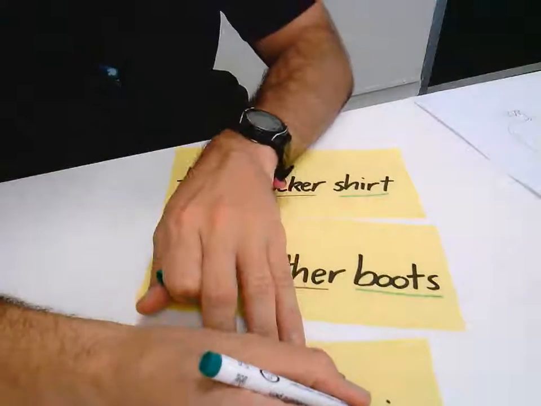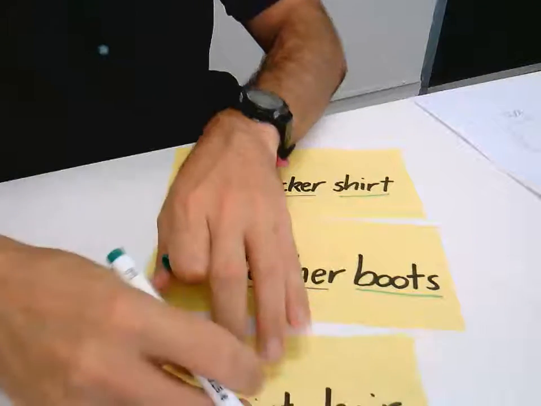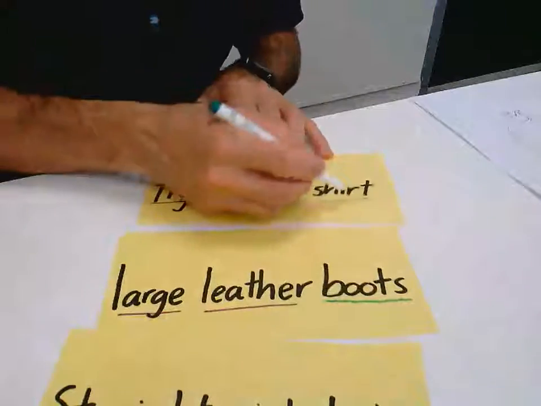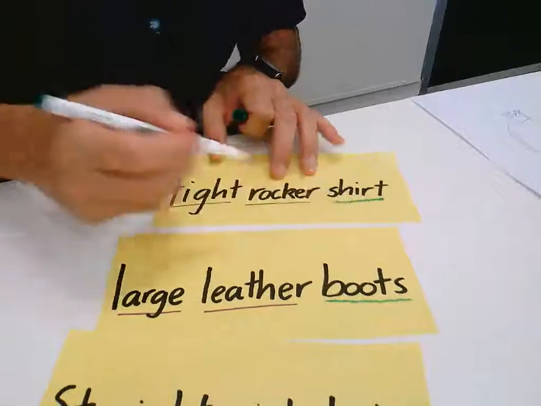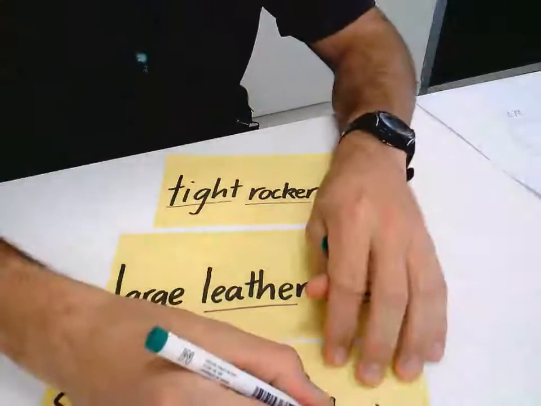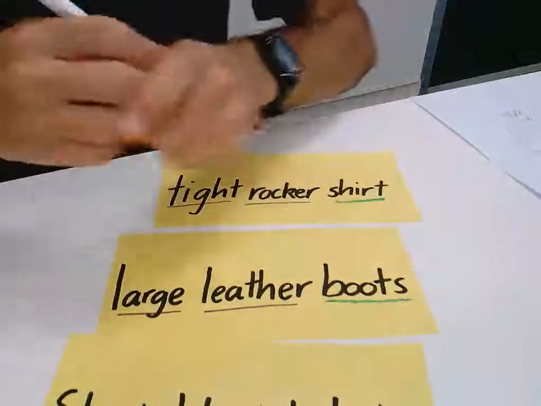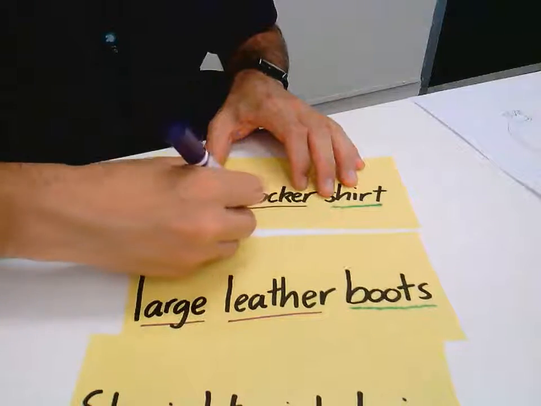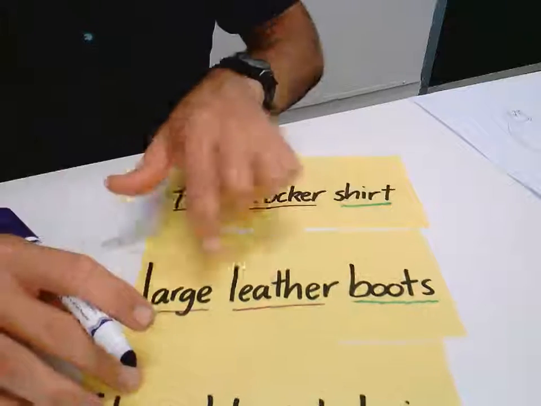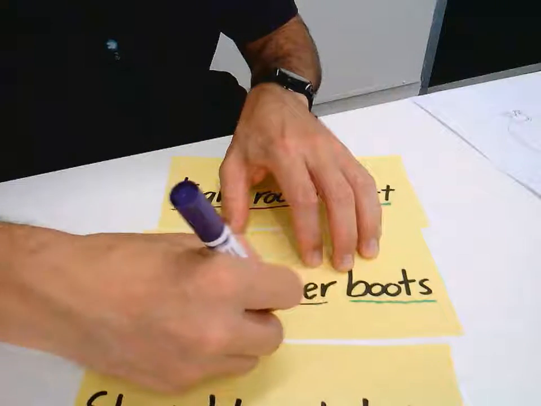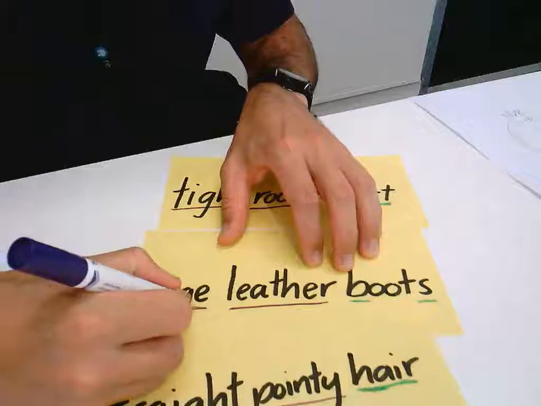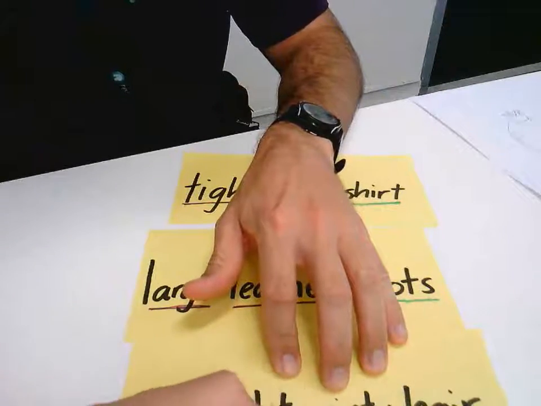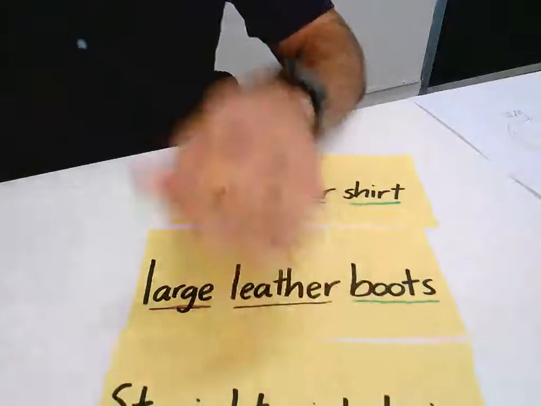And that is my hair here. That is my boots and my shirt. And then I'm going to underline my adjectives or my describing words in purple. So, tight rocker is describing my shirt, underlining in purple. Large leather is describing my boots, underlining in purple. And straight pointy is describing Cinders' hair. So, underlining in purple.